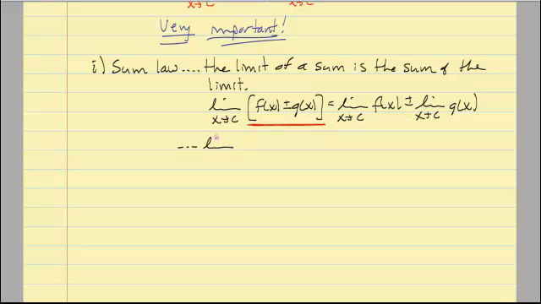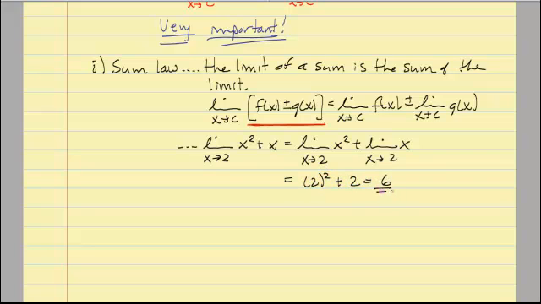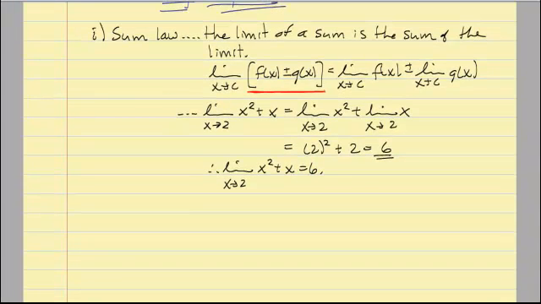The example that we want to look at is the limit as x approaches 2 of x squared plus x. What the sum law says is that the limit of this sum is just the sum of the individual limits. And of course, to take the individual limits, I can just plug directly in and hope for the best. So I get 2 squared plus 2, which is 6. Therefore, the limit as x approaches 2 of x squared plus x is equal to 6. So that works out pretty easily. Now again, this also works for a difference.